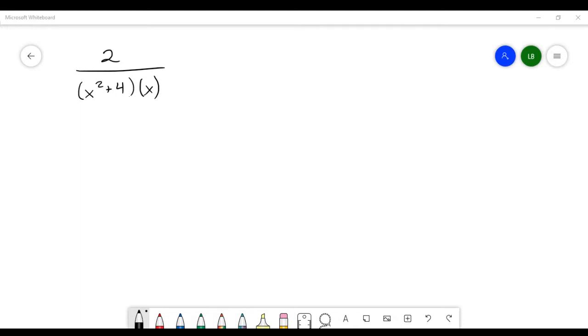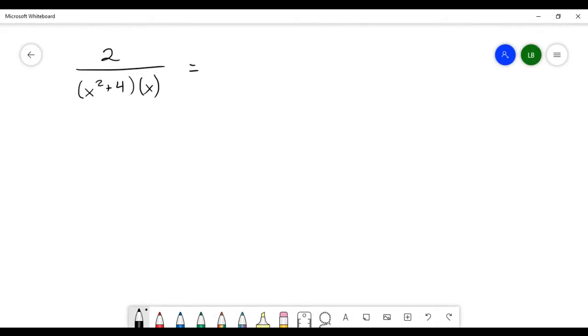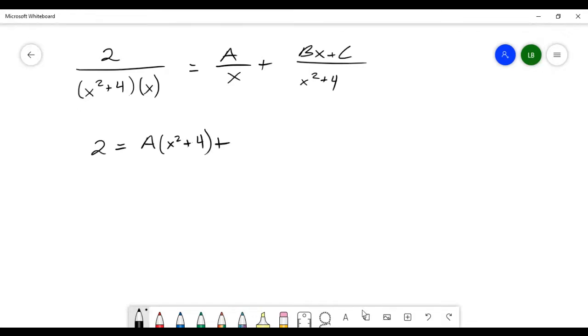I've gotten a equals 1/2, b equals negative 1/2, and c equals 5. All right, I believe that's the correct answer. Let's go ahead and work this out. Let that be A over x plus bx plus c over x squared plus 4. Since we do have a term that isn't factorable into linear terms, so we've got a quadratic term as a denominator, we need bx plus c as the numerator. And 2 is equal to a times x squared plus 4 plus bx plus c times x.